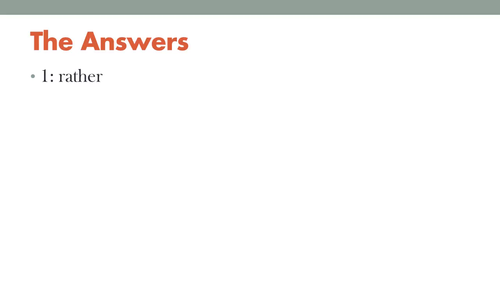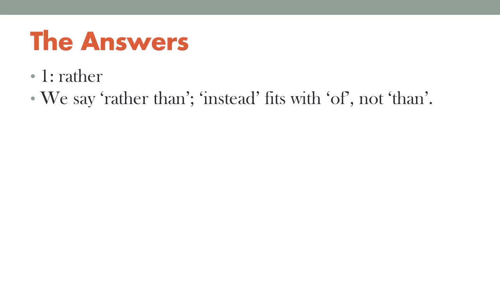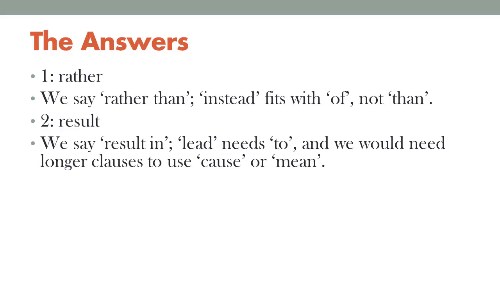Well, for 1 we want the word rather. We say rather than. Instead would fit, but with of, not than. So we'd need to change the original text to make this word fit. Number 2 we say result, because you result in something, whereas you lead to. Cause and mean could also work, but we would need to rewrite the whole sentence.